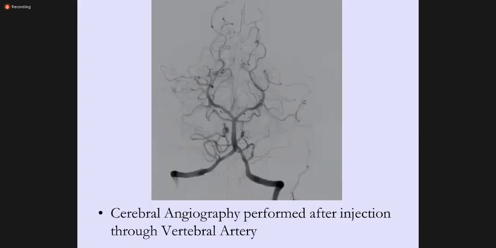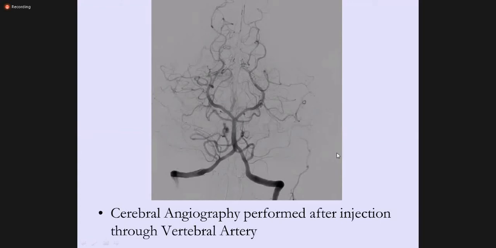How it looks on cerebral angiography performed after injection through the vertebral artery. These are the right vertebral artery and left vertebral artery, uniting, forming the basilar artery, dividing into the right and left posterior cerebral arteries. This is the posterior cerebral circulation.